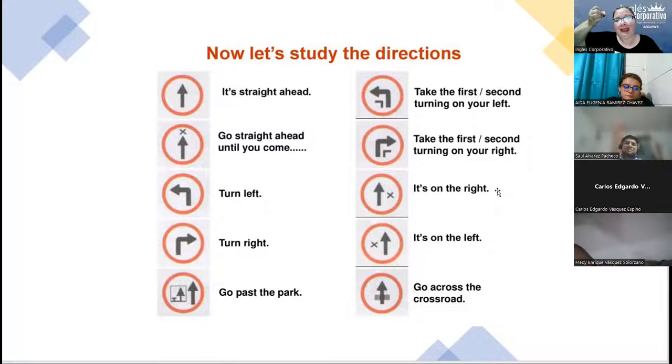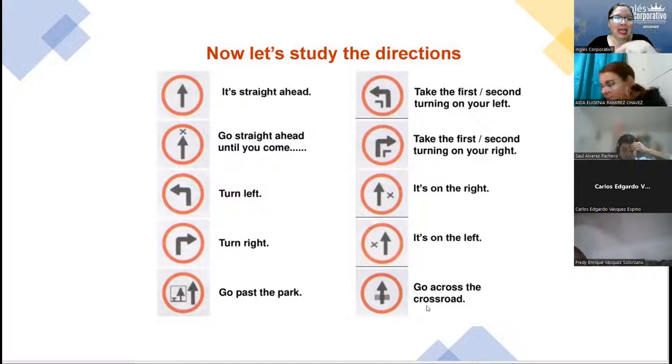Ubicación exacta, it's on the right, it's on the left, side of the road, side of the street, side of the avenue, okay? Side is lado, okay? Lo voy a escribir por acá, side, en el chat, lo voy a poner para no sacar el otro, okay? Side es lado, ¿sí? Entonces, it's on the right side or it's on the left side of the road or the street or the avenue.